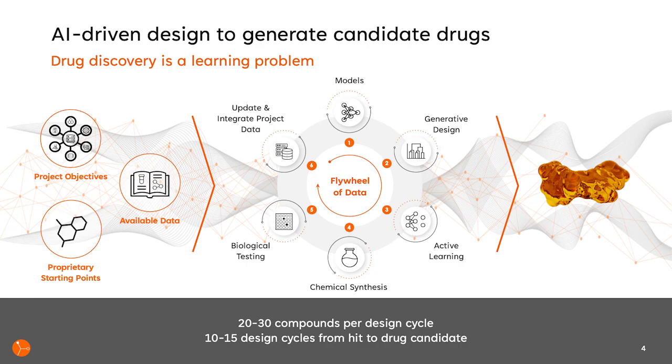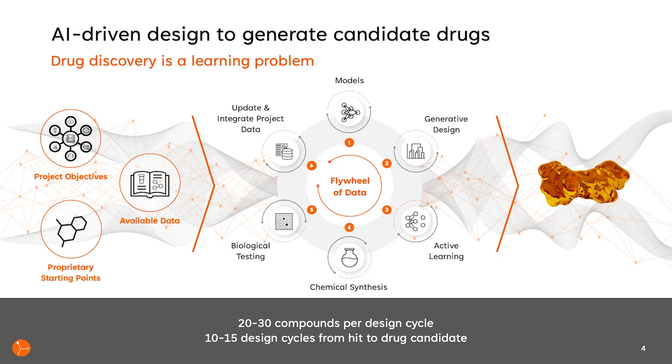The first thing we do is take all the data that's available, the public data, and we build machine learning models on that data. Then based on those machine learning models, we use our generative design algorithms to design new compounds, and there'll be a large population of compounds that come out of that process. Then we use a technique called active learning, where we're trying to improve our models.